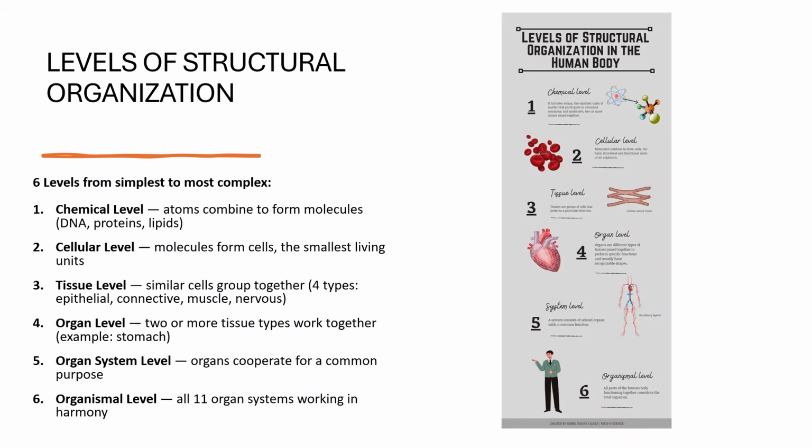Level 4 is the organ level. When 2 or more tissue types join to perform a function, you have an organ. The stomach has all 4 tissue types. Level 5 is the organ system level, where organs work towards a common goal. Level 6 is the organismal level, all 11 organ systems working together. That is a living human being.